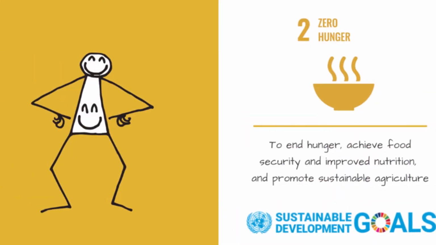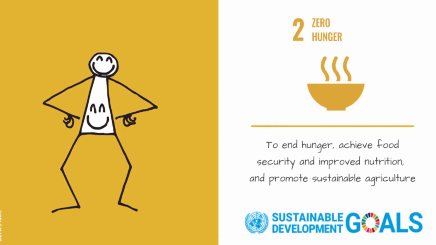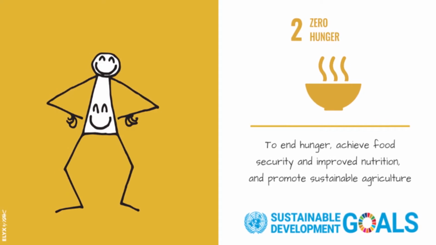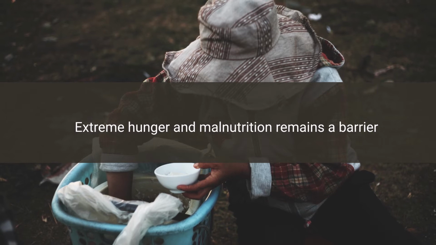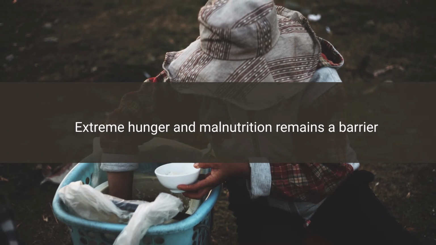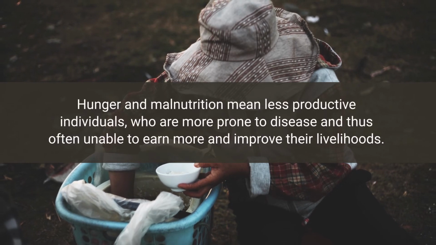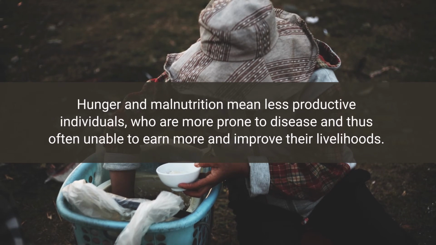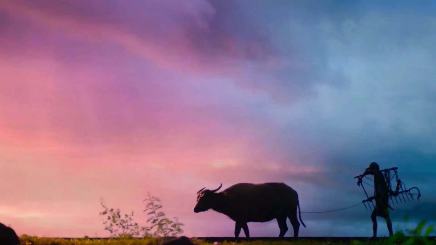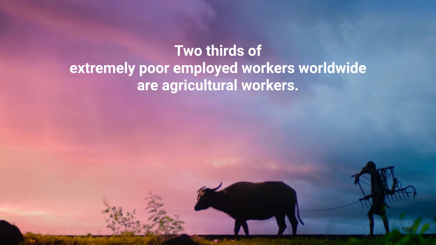The second goal is on zero hunger. We need to end hunger, achieve food security, and improve nutrition, and promote sustainable agriculture. Extreme hunger and malnutrition remain a barrier in bringing sustainable development, and it's also related to poverty. Hunger and malnutrition mean less productive individuals who are more prone to disease and thus often unable to earn more and improve their livelihoods. 2/3 of extremely poor employed workers worldwide are agricultural workers. You can see these examples across India.